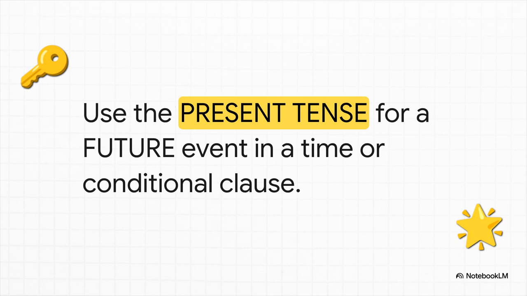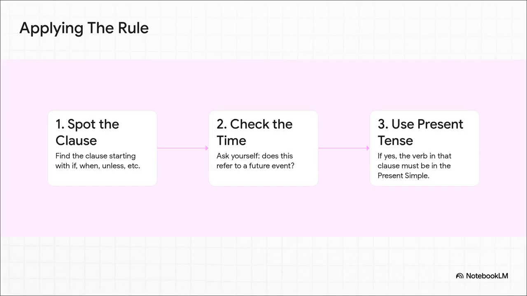I know, it feels a little weird, right? You're talking about the future, but using the present. But trust me, embracing that little contradiction is the absolute secret to getting this right every single time. So how do you actually use this? It's a simple 3-step mental checklist. First, spot that special clause, the part starting with "if", "when", "unless". You get the idea. Second, ask yourself, is this action talking about the future? And third, if the answer is yes, just make sure that verb is in the present simple. That's it. That's the whole game.